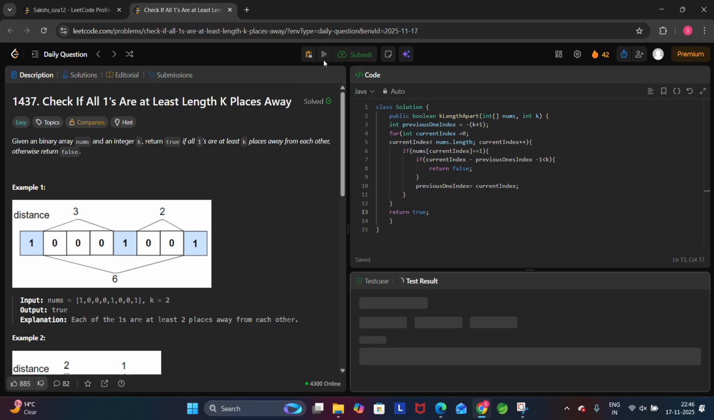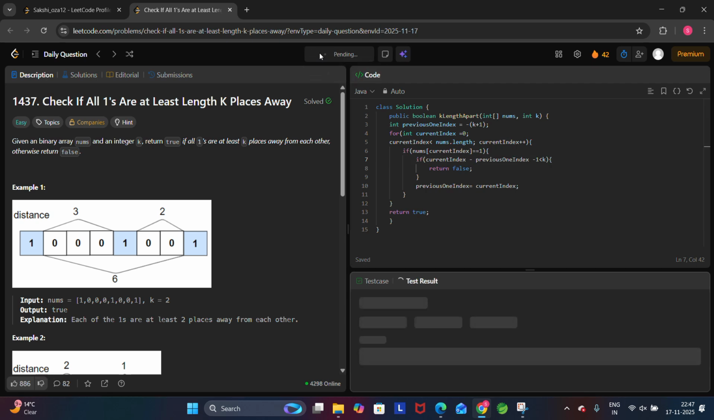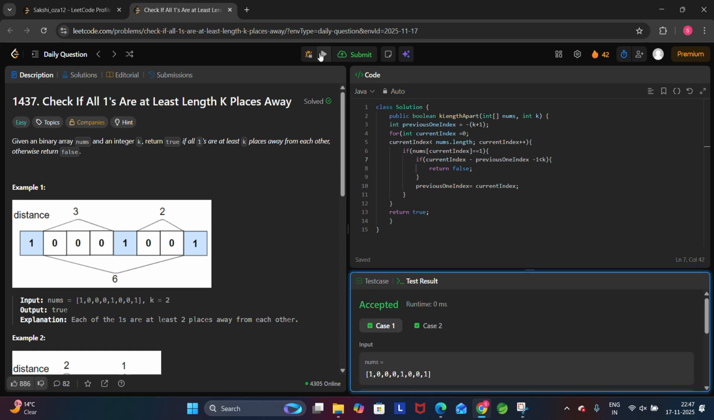So here we will run our code. Both of our cases will be running definitely, but there is one error. What have I written wrong? Previous one's index, it should be 1. So yeah, both our cases are running perfectly. We'll submit the code. I've already done it.